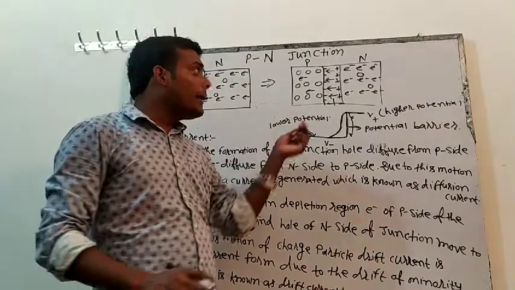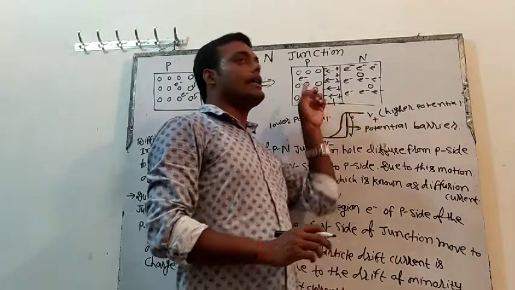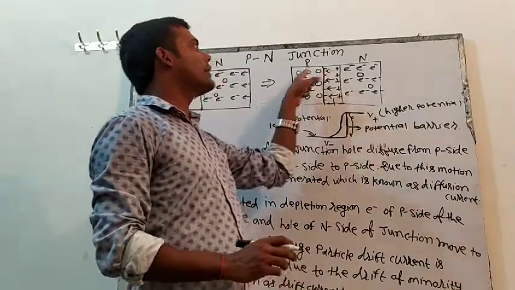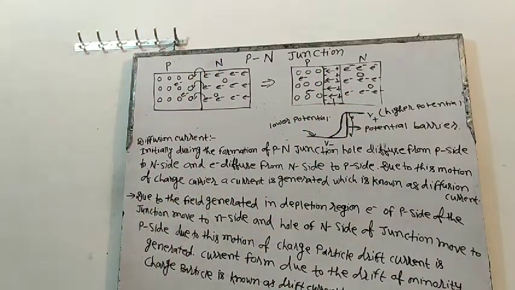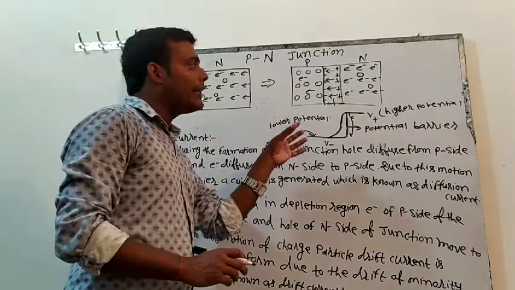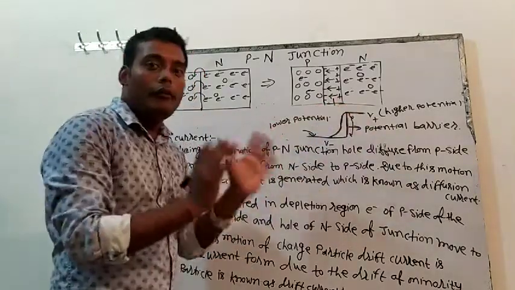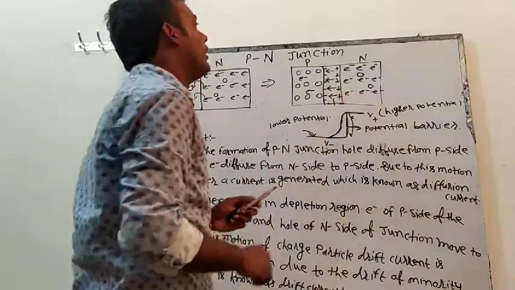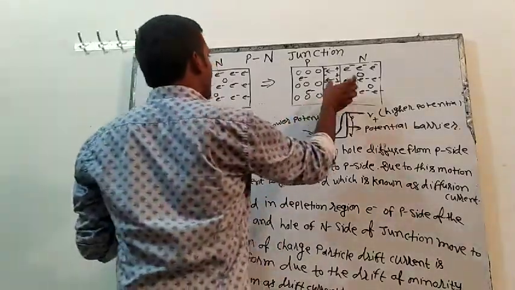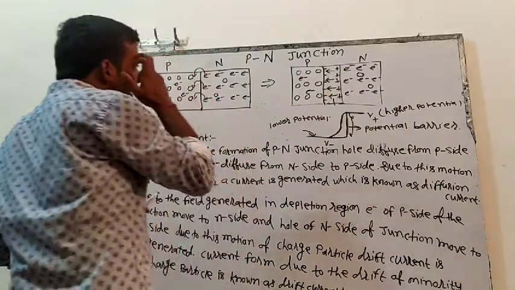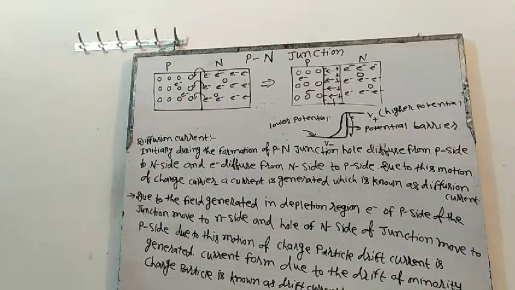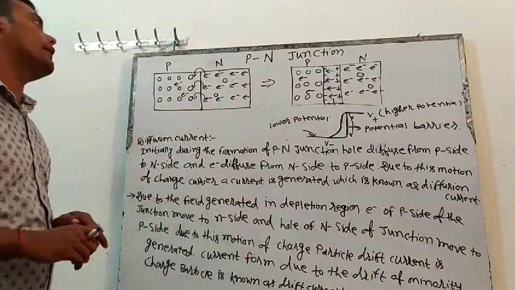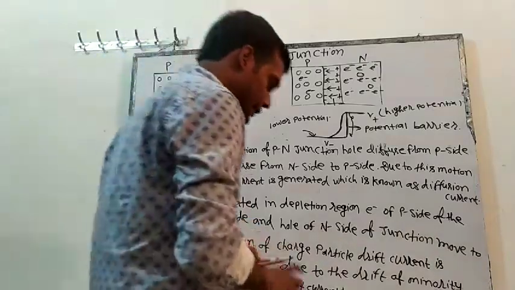What does it mean? If I give this much potential, this electron can jump. If I give this much energy to this electron, it can jump. So that is potential barrier. Potential barrier means a barrier which will create an obstruction in the flow of current. This potential barrier is generated, that's why it can't flow. So what is potential barrier? The difference between higher potential and lower potential is known as potential barrier. Clear?